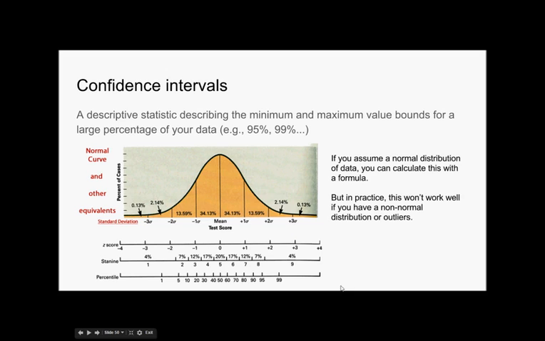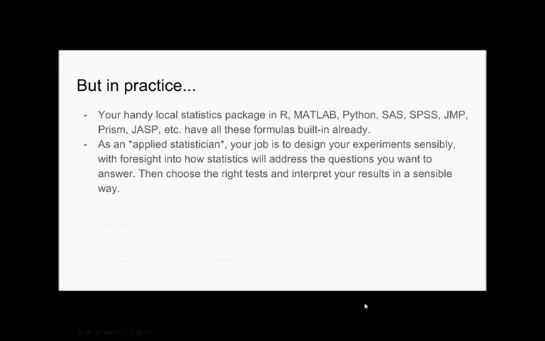But in practice, this won't work really well if you have a non-normal distribution or any outliers to your otherwise normal distribution, because 95% of your data will probably lie within that formula, but there might be a couple of data points that fall slightly outside of that. So we'll cover this more in the problem set where I'll ask you to calculate confidence intervals for a specific sample.